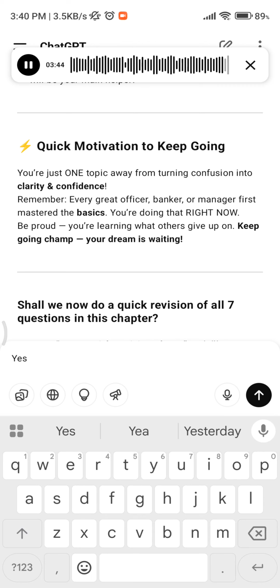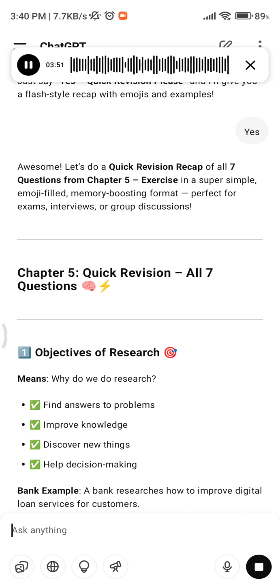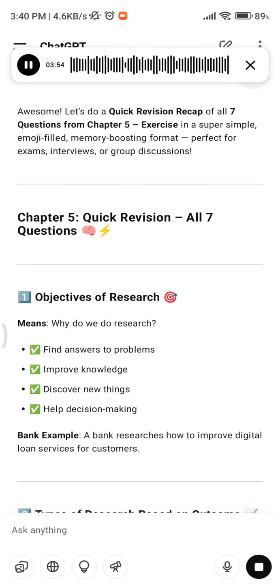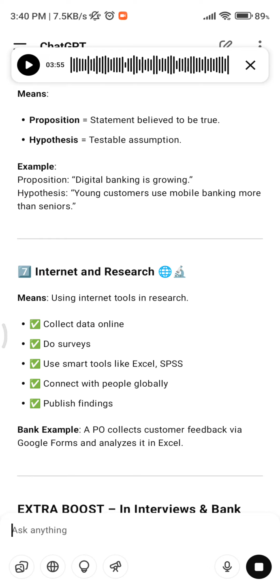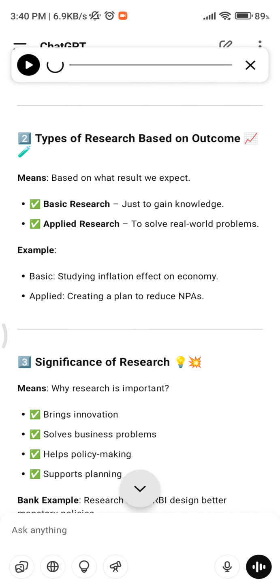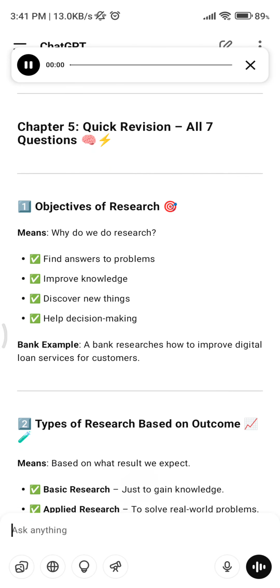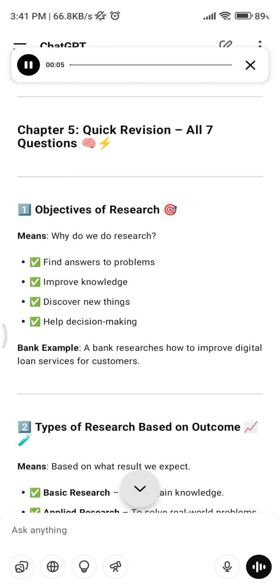Shall we now do a quick revision of all 7 questions in this chapter? Just say yes, quick revision please, and I'll give you a flash-style recap with emojis and examples. Awesome! Let's do a quick revision recap of all 7 questions from Chapter 5 exercise, in a super simple, emoji-filled, memory-boosting format, perfect for exams, interviews, or group discussions.